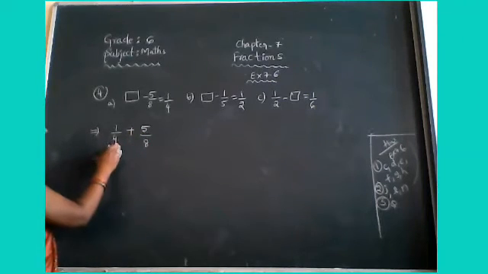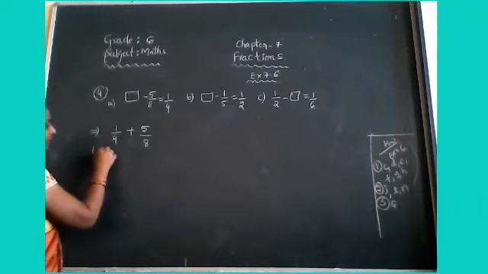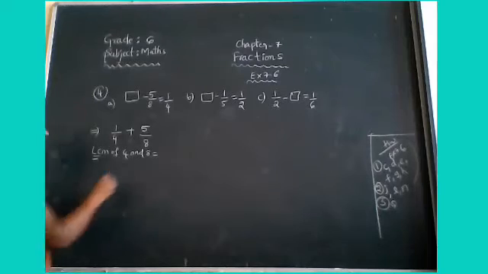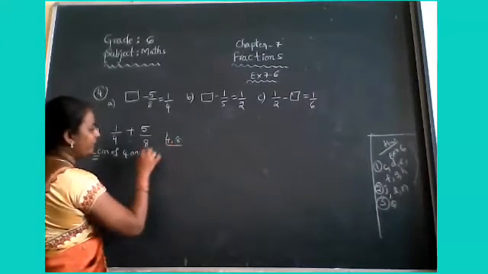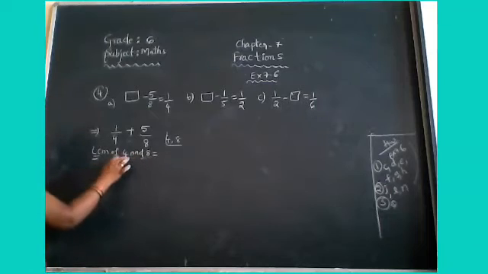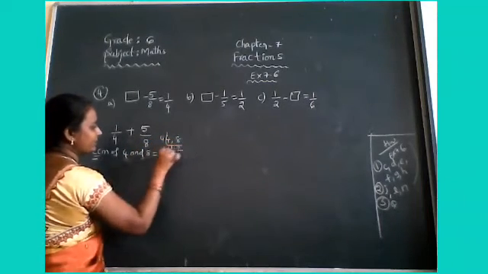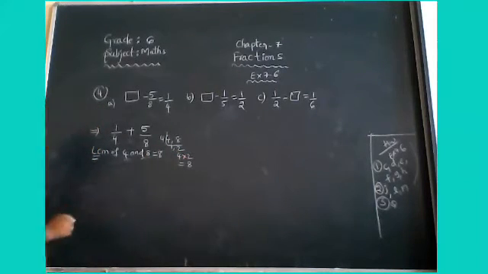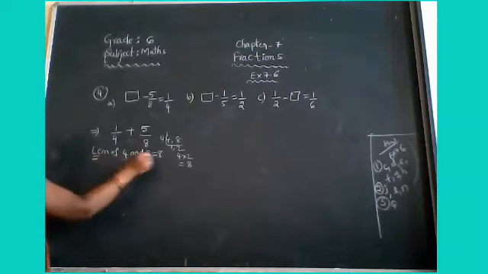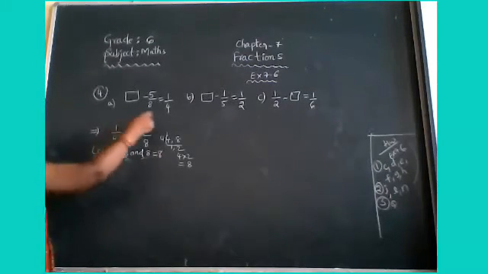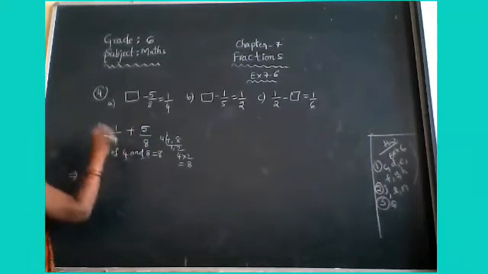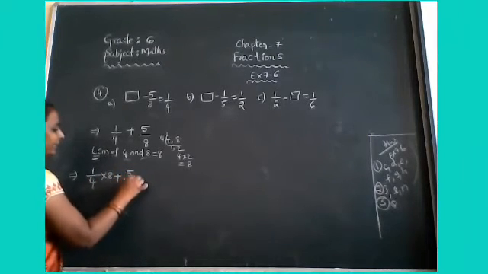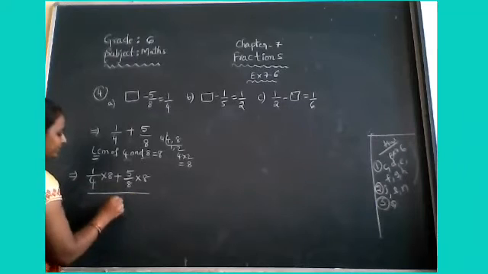Okay. So the denominators are different. Find the LCM of 4 and 8. What is the LCM of 4 and 8? Obviously 8 only. Why? Because 8 is a multiple of 4. 4 ones are 4, 4 twos are 8. 4 into 2 is equal to 8. So LCM of 4 and 8 is 8. Now multiply numerator and denominator by the LCM. That is 1 by 4 into 2 by 2 plus 5 by 8 into 1 by 1.